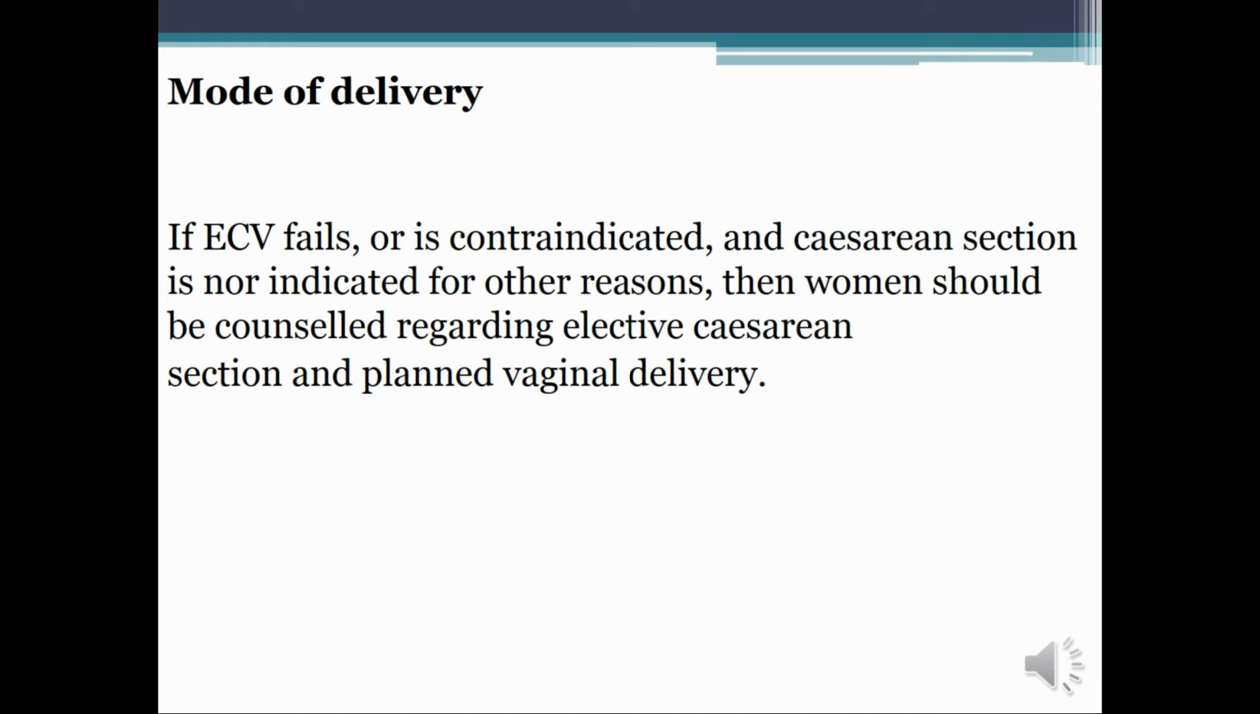If external cephalic version fails, or if it is contraindicated, and cesarean section is not indicated for other reasons, then the woman should be counseled regarding elective cesarean section and planned vaginal delivery.